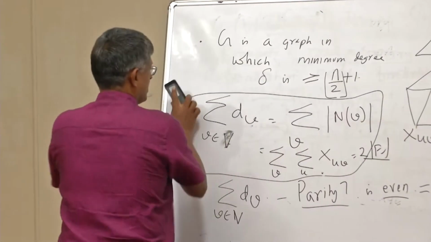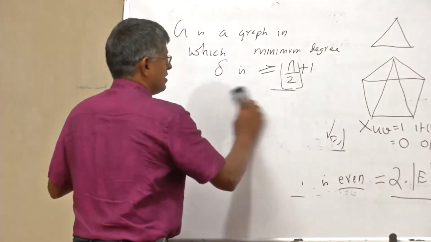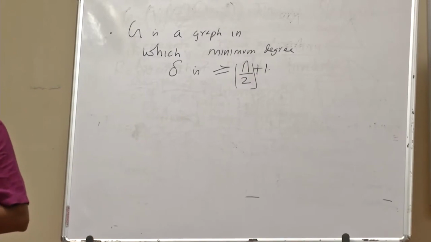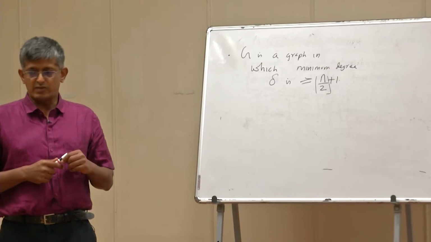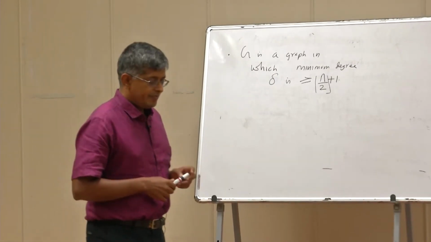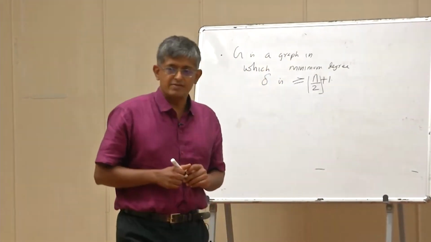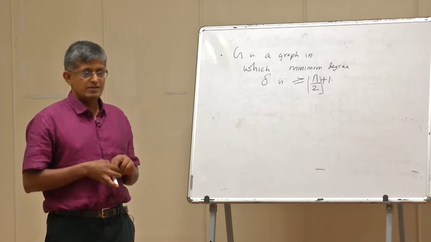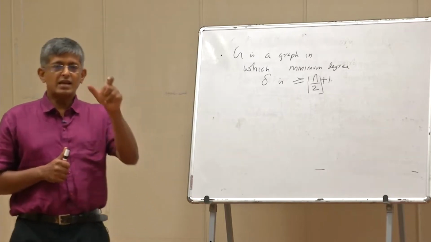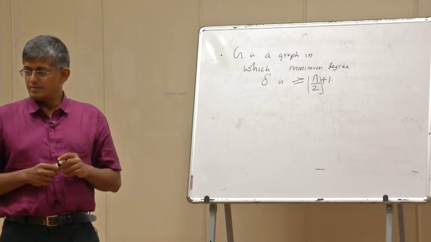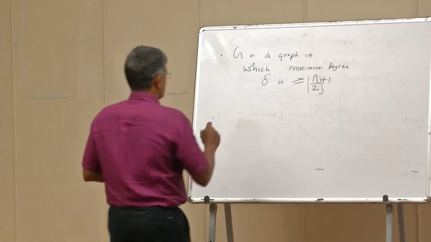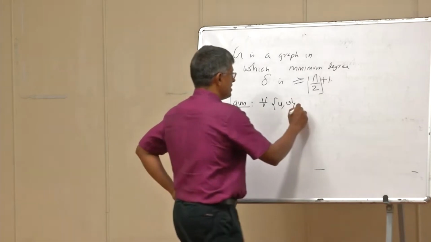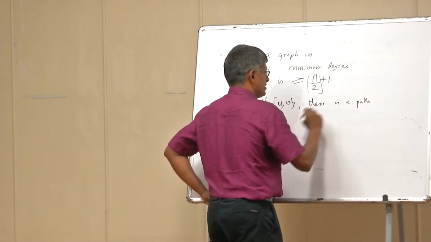So let's get back to my second question. I give you a graph in which every vertex has degree which is at least n by 2 plus 1, floor of n by 2 plus 1. So now my question is, what can you say about this graph? Is it possible that there are two vertices between which there is no path? What would be the argument? So let's write the claim. The claim: for all u comma v, there is a path from u to v.